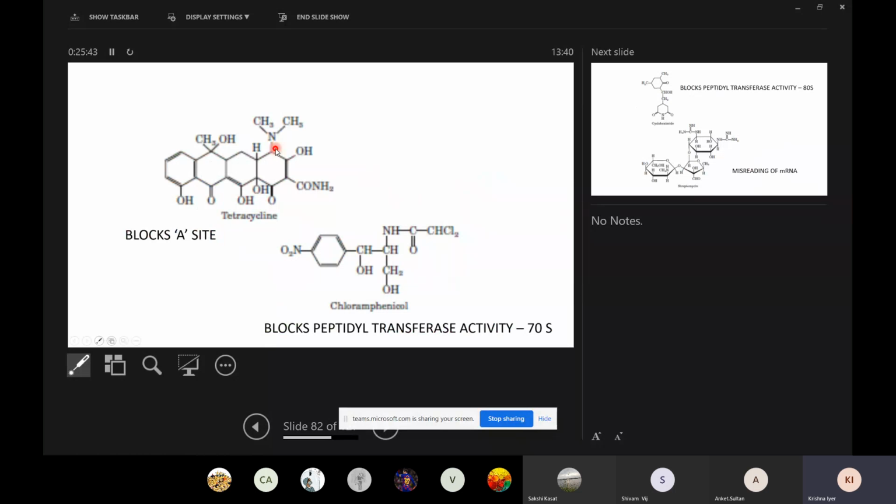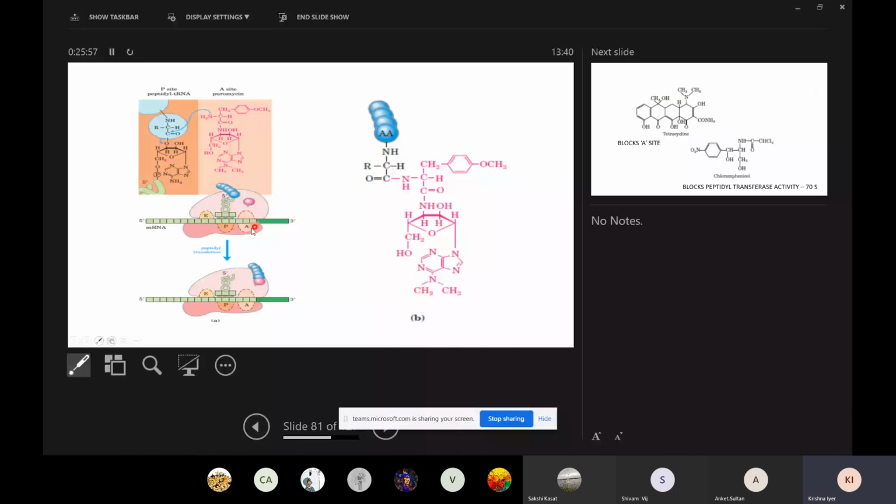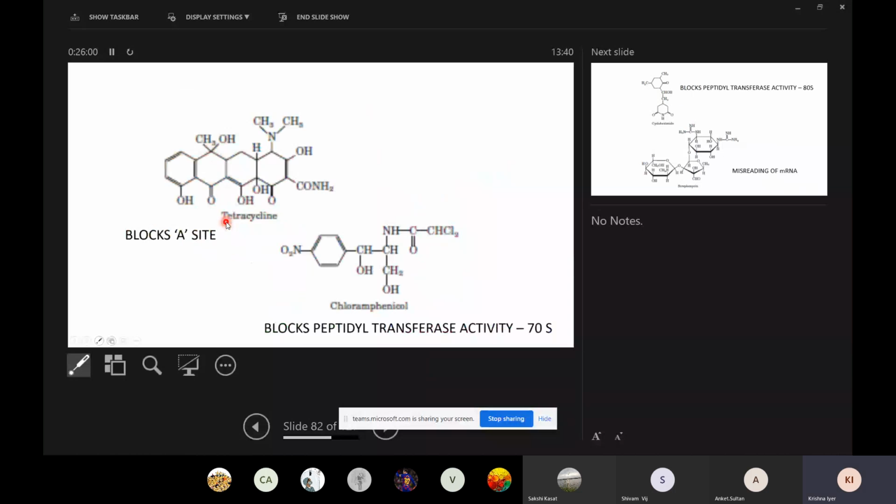Then we have tetracycline and chloramphenicol. We have heard of these two antibiotics. What tetracycline does is block the A site of the bacterial 70S ribosome. Okay, so this is the A site and this is the P site. So what does tetracycline do? It sits in the A site.